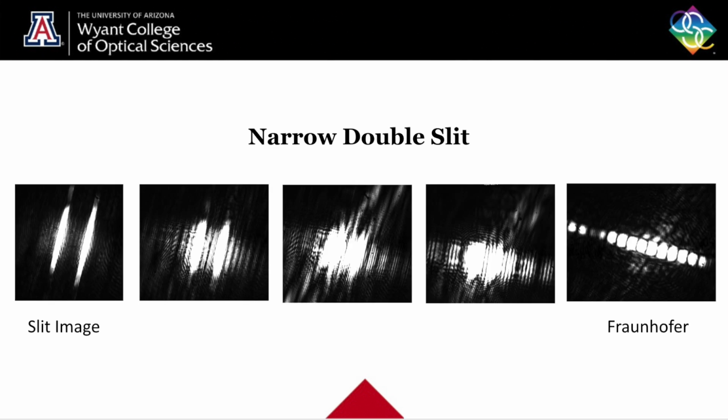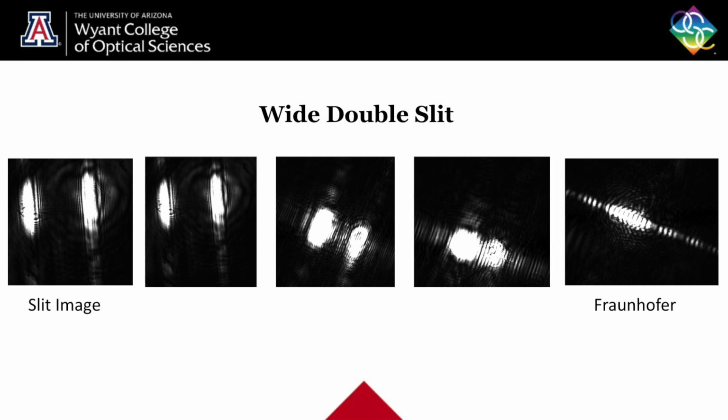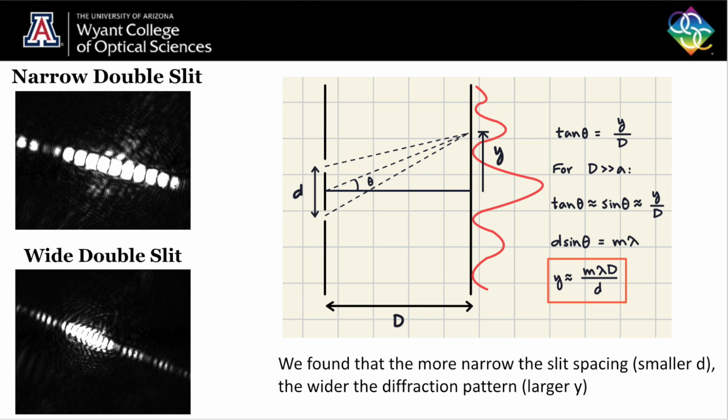Here's the diffraction pattern for two narrowly spaced slits, and here is the diffraction pattern for two wider spaced slits. You can see the narrower slit spacing has a wider diffraction pattern. This makes sense because as the slits get farther and farther apart, less interference is happening and the pattern decreases until it disappears.